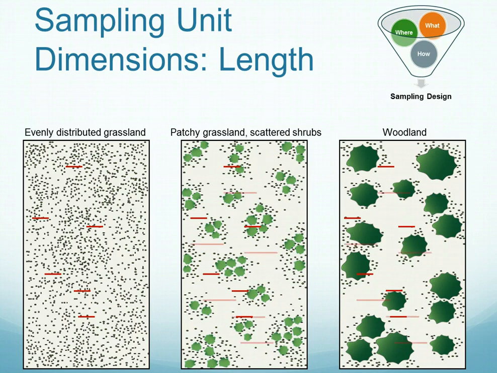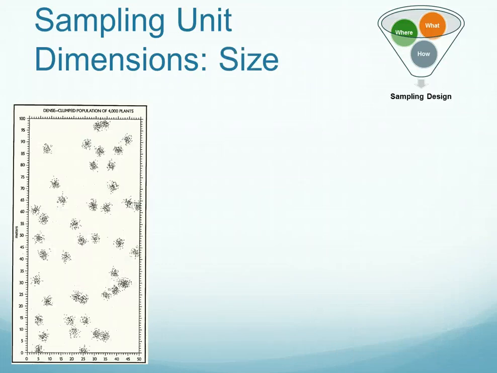In this case, we would use longer transects, and we find that as we increase the length of the transect, we cut across the variability of the landscape and we get greater precision between our sampling units. In the woodland situation, we would go with an even longer transect in order to better incorporate the variability of that system. Let's look at the influence of changing the size of quadrats.